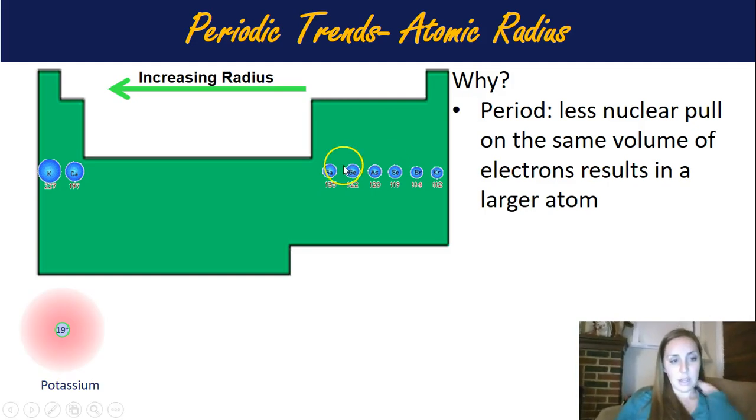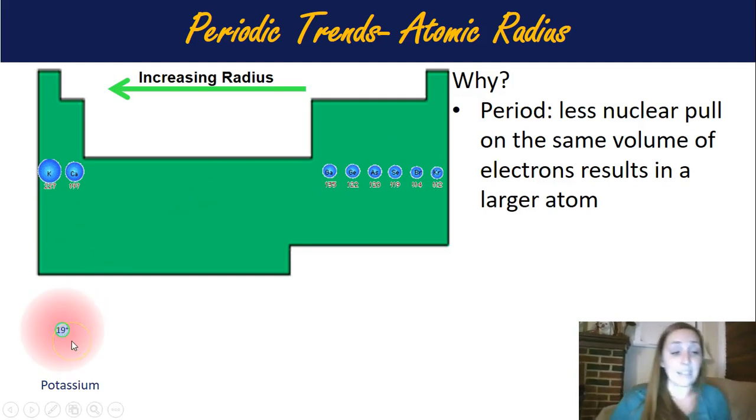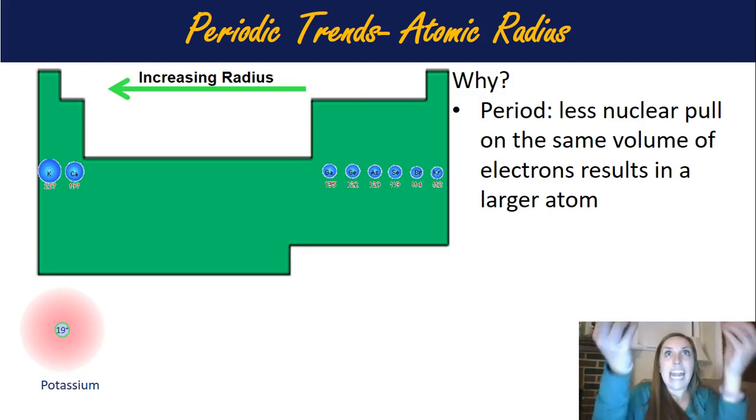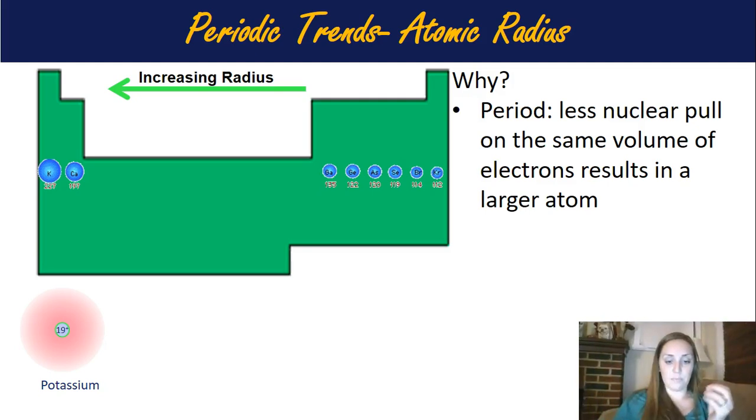So let's see, this is an atom of potassium. Notice I have a plus 19 in the center. I've got 19 protons in the center. I've also got 19 electrons floating around here. But basically, each one of those electrons feels the full nuclear pull of 19 inward pulls.